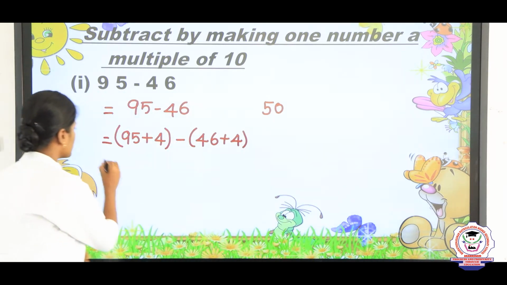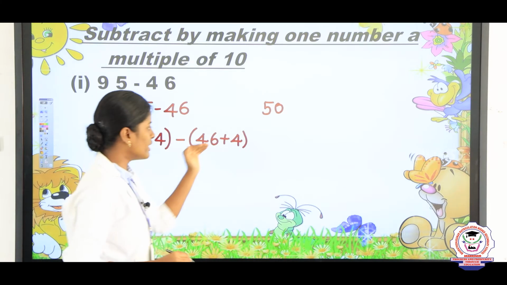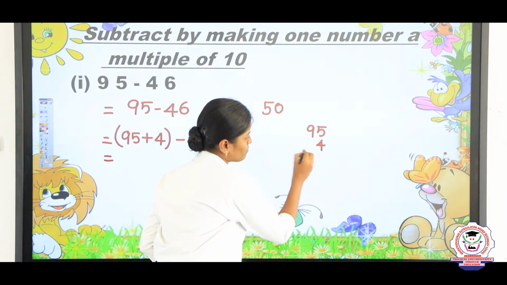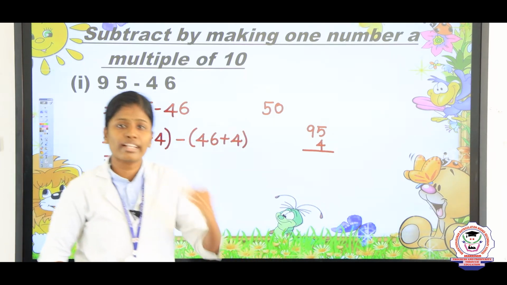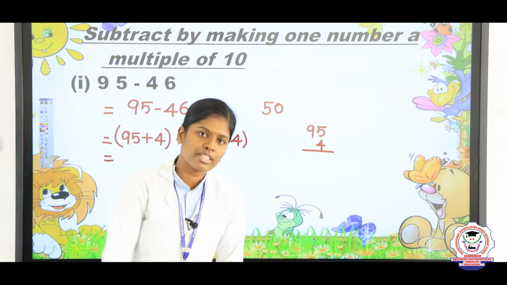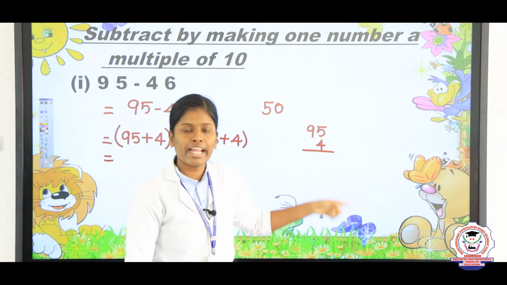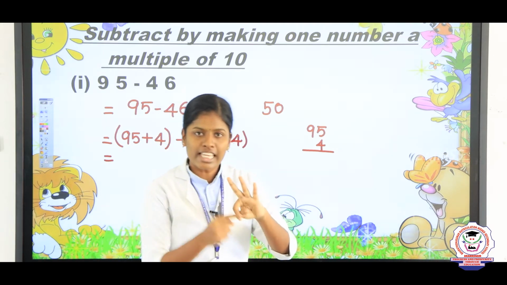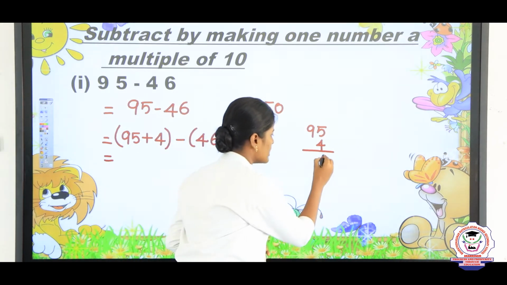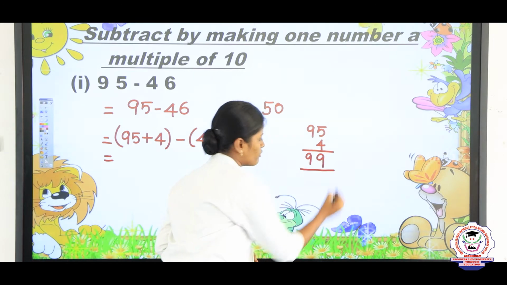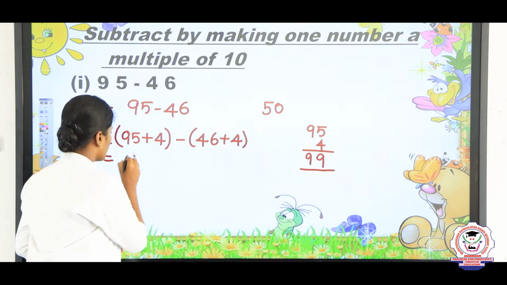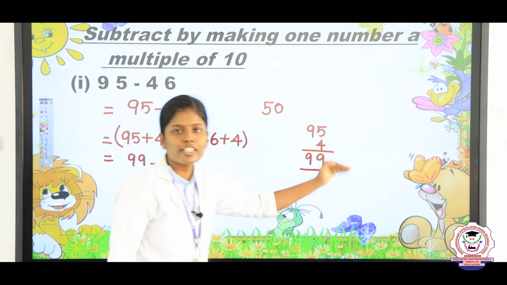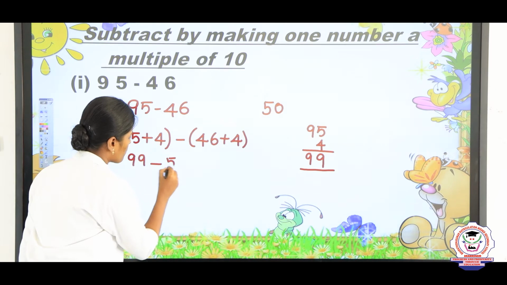Now we are going to add this. Take 95 plus 4 and then 46 plus 4. I hope everyone knows how to add the numbers. First we should start from the ones place value. Here the ones place values are 5 and 4. So keep 5 in the mind, 4 on the fingers. 5, after that 6, 7, 8, 9. So write the answer 9. The first answer is 99. Write 99 minus 46 plus 4. The answer is 50. So write here 50.